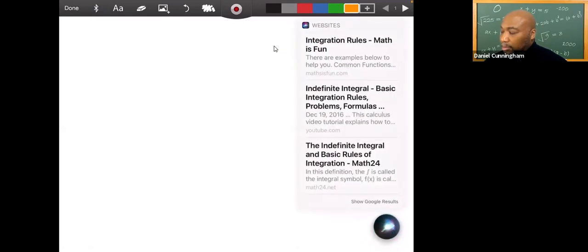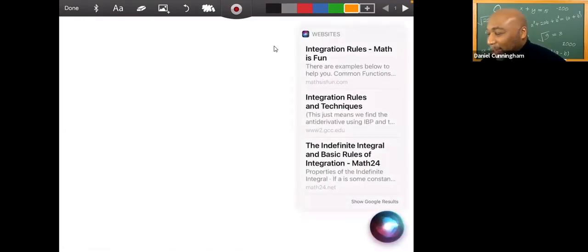Basically, we understand the basic integration rules. For example, our different integration rules by now. So our basic integration rules will be this. I'm not sure I understand. Well, you're going to understand at the end of this.